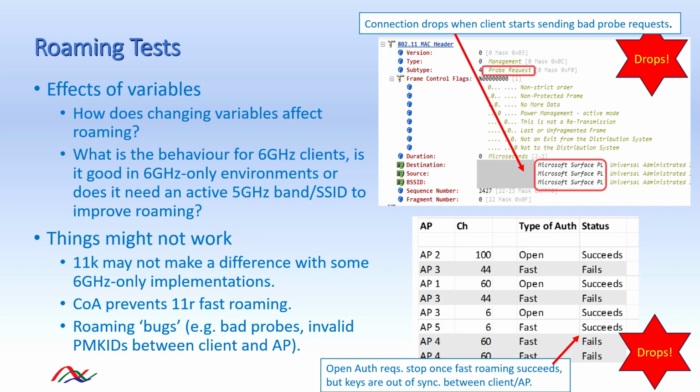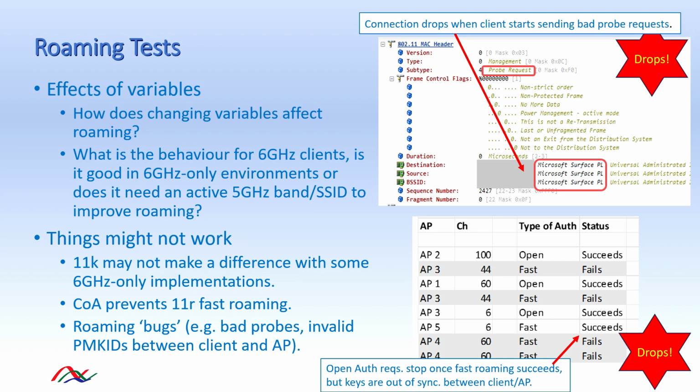It's important to find out if a client can actually work standalone on 6 GHz or if it relies on a 5 GHz channel to assist roaming. If the client uses roaming mechanisms, do they work properly? For example, 11K may not make a difference with some 6 GHz only implementations. And as mentioned earlier, change of authorization prevents fast roaming.